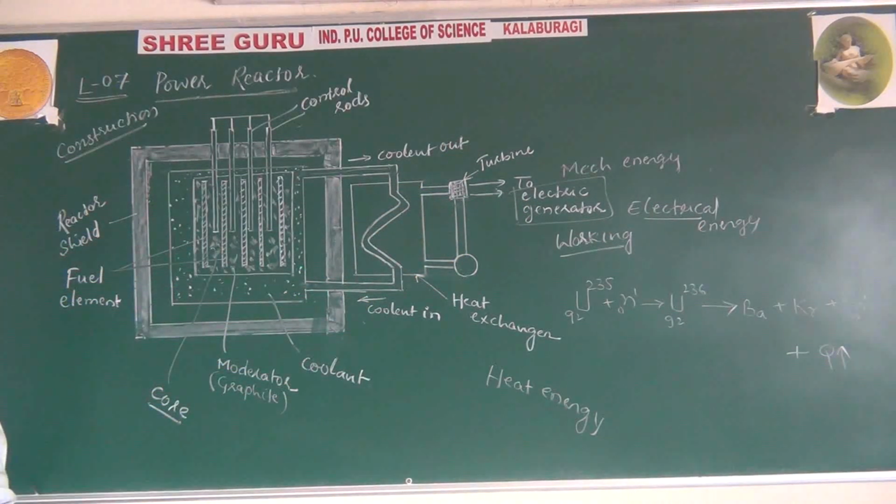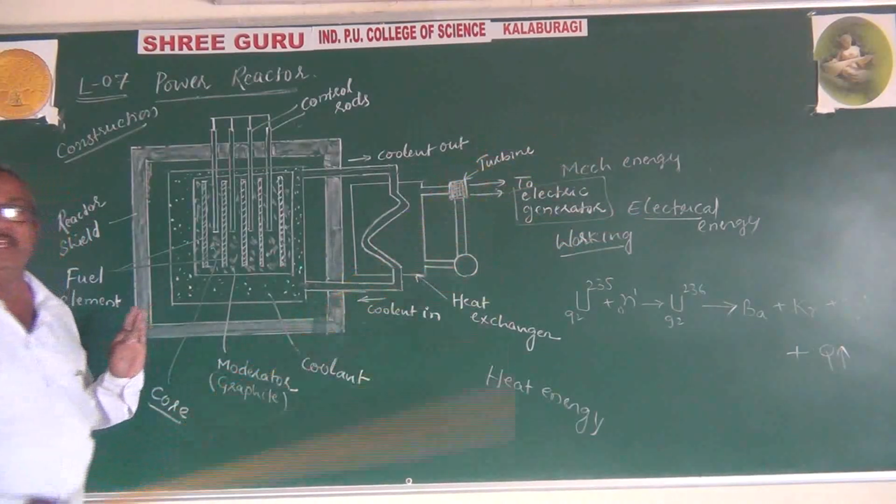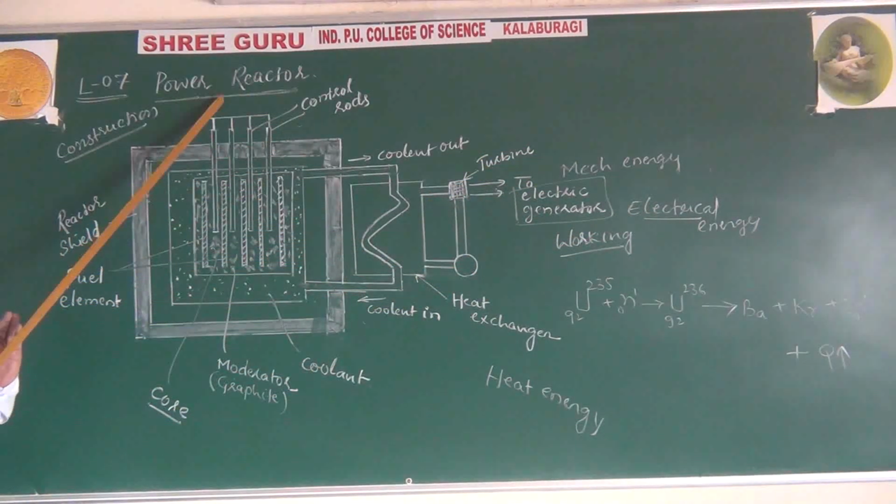And as you know already, in the case of an alternating current generator, the generator is a device which converts mechanical energy into electrical energy. Hence finally we will get output as electrical energy. That is nothing but a power reactor.